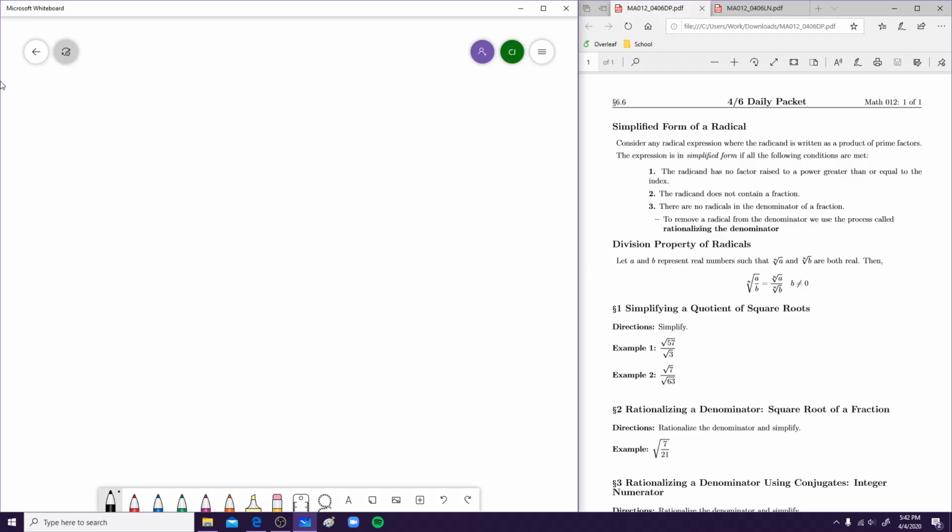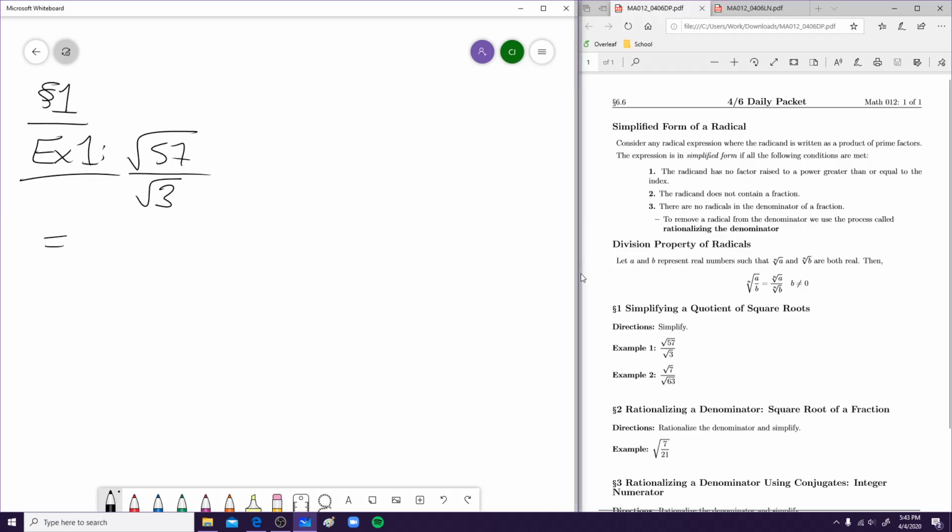So let's start off, finally, with section 1. In section 1, we want to simplify a quotient of square roots, and our first example is to simplify the square root of 57 over the square root of 3. I'm looking at this, and it's like, how do we simplify this? They both don't have perfect squares or anything, so I can't simplify it in that way. So let's go ahead and use the division property.